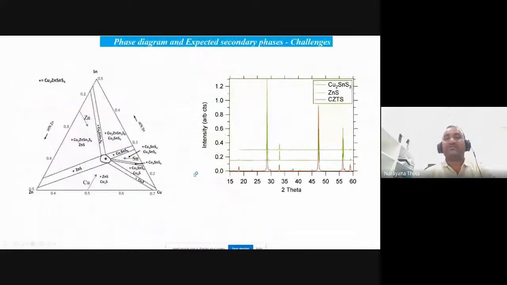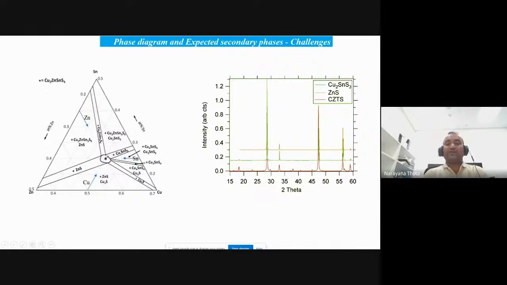But there is one challenge in this material. If you look at the fundamentals, this is the phase diagram of the material. We have four elements: copper, zinc, tin, and sulfur, and sulfur is taken as a constant. So this is the phase diagram in copper, zinc, and tin, and this star indicates this material. This is a very narrow region for the existence of the pure phase material.